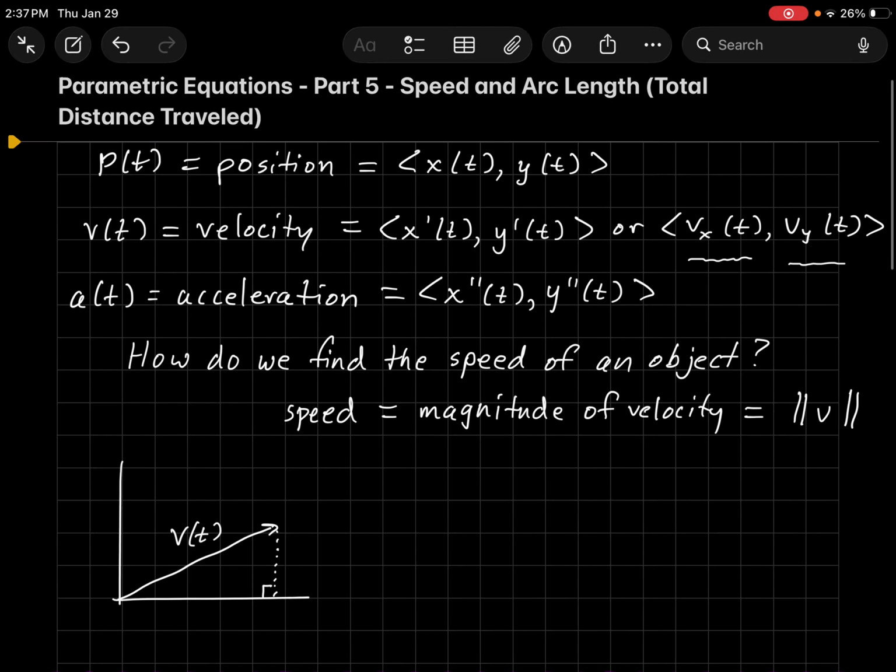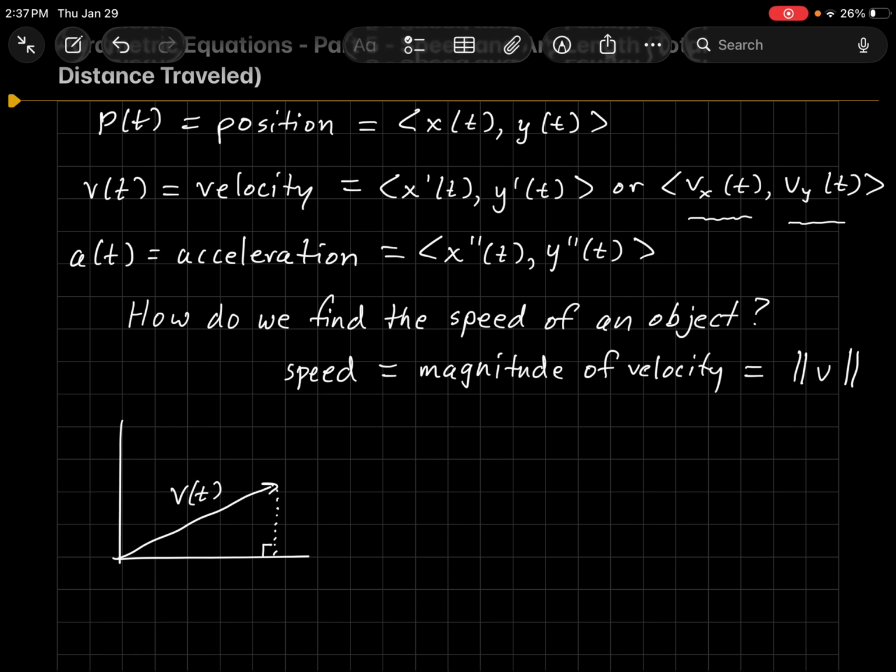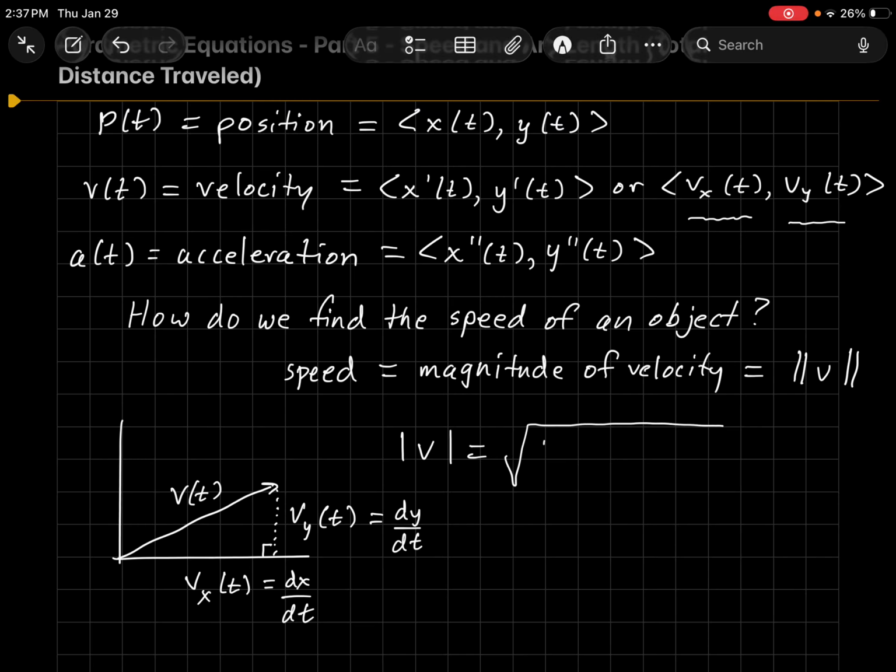So how big is a velocity vector? Well, if I break down my velocity vector in the picture into my x component, which is x prime or dx dt, and then my y component, which is y prime or dy dt, then the Pythagorean theorem gives me the magnitude of my velocity vector, which is the square root of dx dt squared plus dy dt squared.